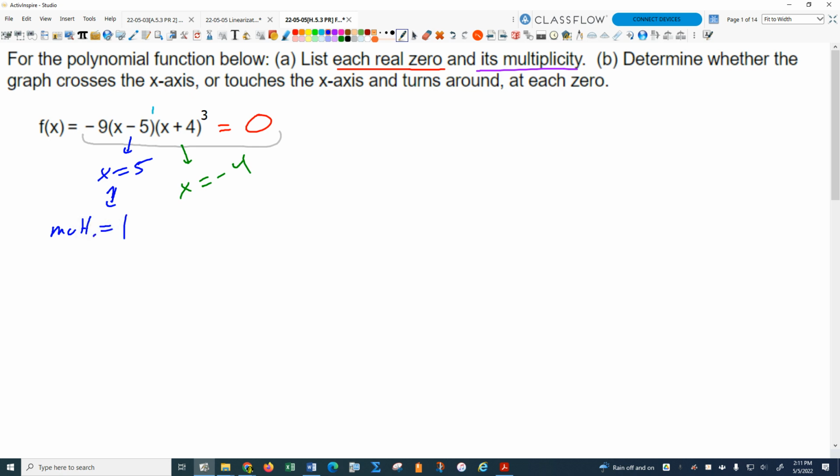X plus 4 cubed, isn't that the same thing as x plus 4 times x plus 4 times x plus 4, right? So that factor is showing up 3 times, and you don't have to think about it that way. Just look at the exponent, right? If it's x plus 4 to the cubed, whatever the power of the factor is, that corresponds to the multiplicity of that factor or that 0, okay? So for this one then, the multiplicity equals 4. Okay, make sense?